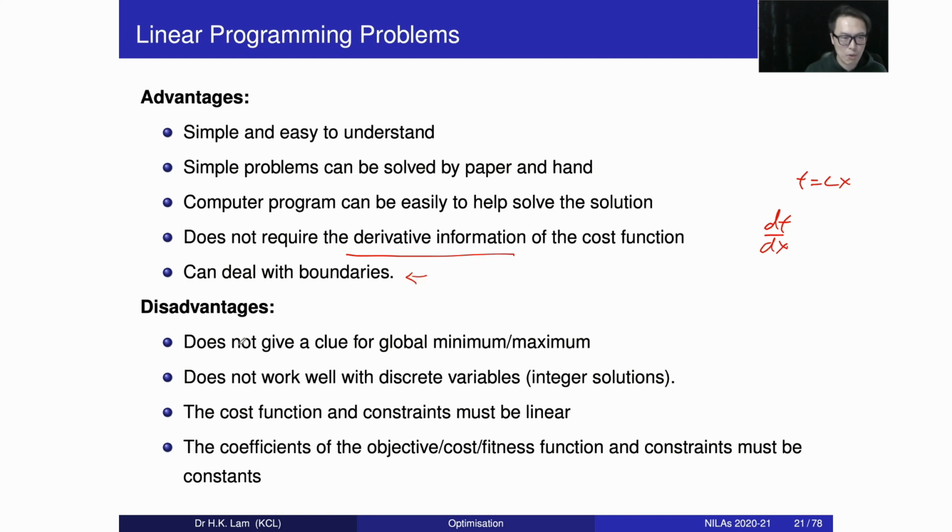The disadvantage is, if we have many corner points, we have to examine them one by one, because the corner point does not give you a clue of whether it is the global minimum or maximum. So we have to evaluate all the points, and it does not work well with discrete variables. For example, if we are going to do integer programming, this linear programming does not apply, but we can have another variation that extends this to the integer programming problem.